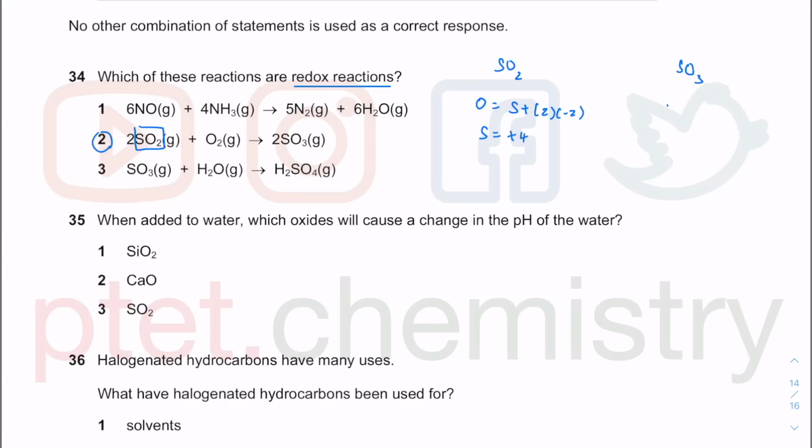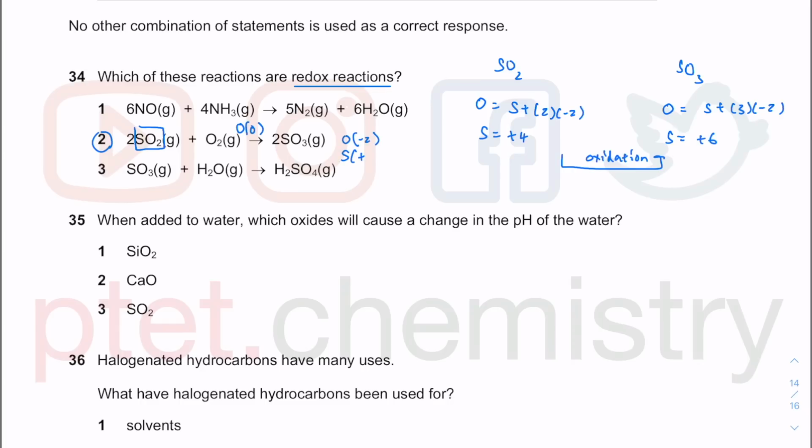SO3, you have 0 for the whole molecule. Sulfur plus 3 times minus 2. Sulfur there is plus 6. So you do get oxidation there. So what is being reduced there? Because you don't see any electrons there. That is because the oxygen is 0, going to oxygen minus 2 there.